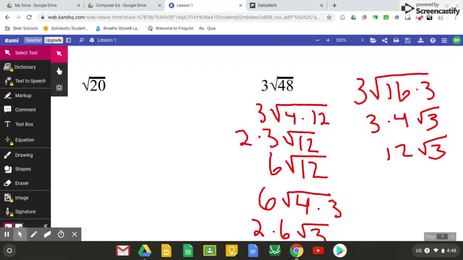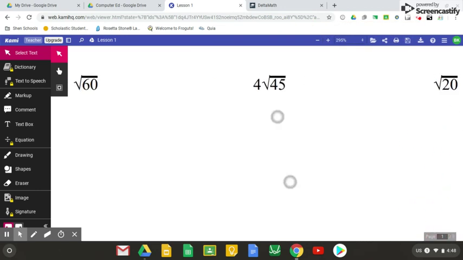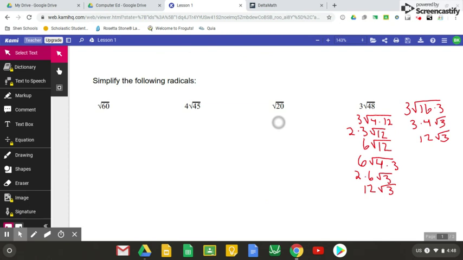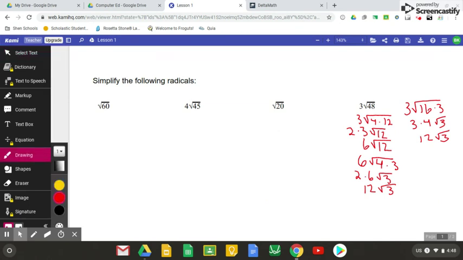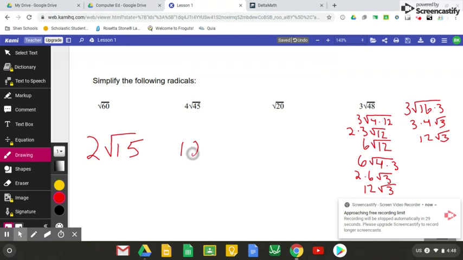If you would like some more practice before going on to those, let me give you the answers to these 3. Your answers are going to be 2 radical 15 for that first one. The next one will be 12 radical 5. And this one will be 2 radical 5. If you want practice with those, you can try those first and then go to the Delta Math. Your homework, remember your CR is due tomorrow.